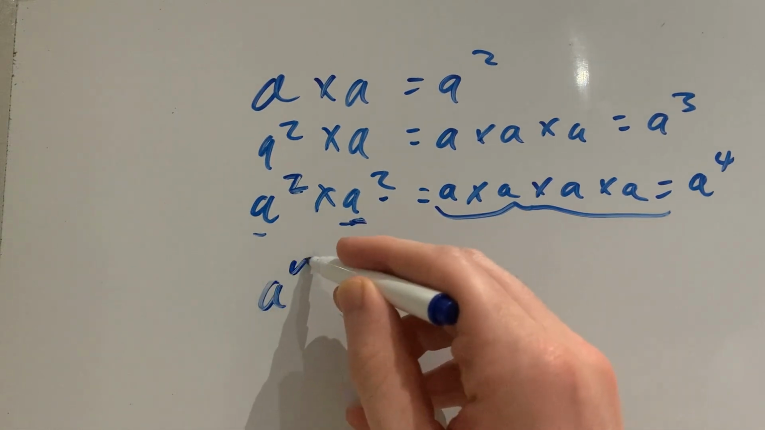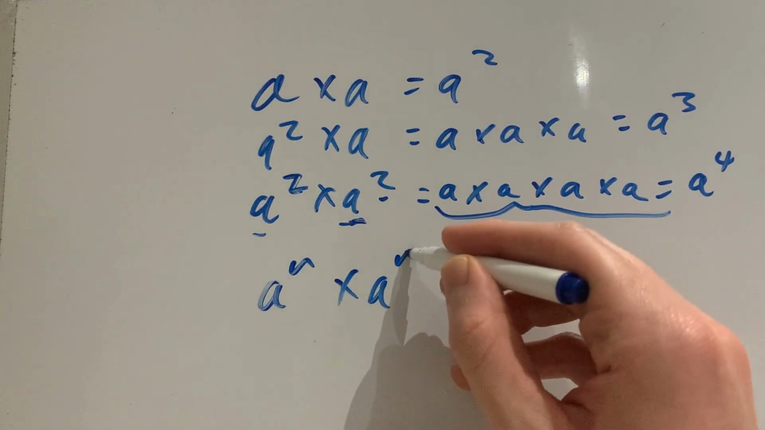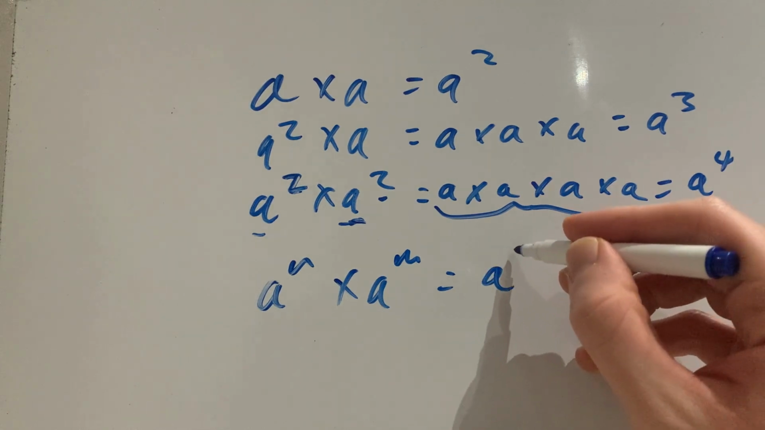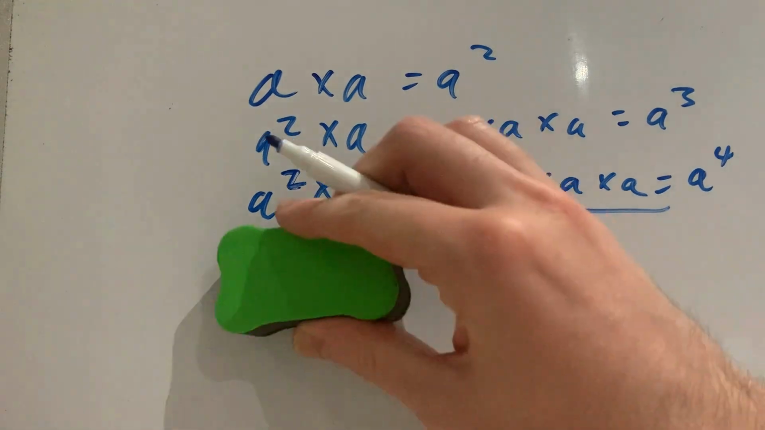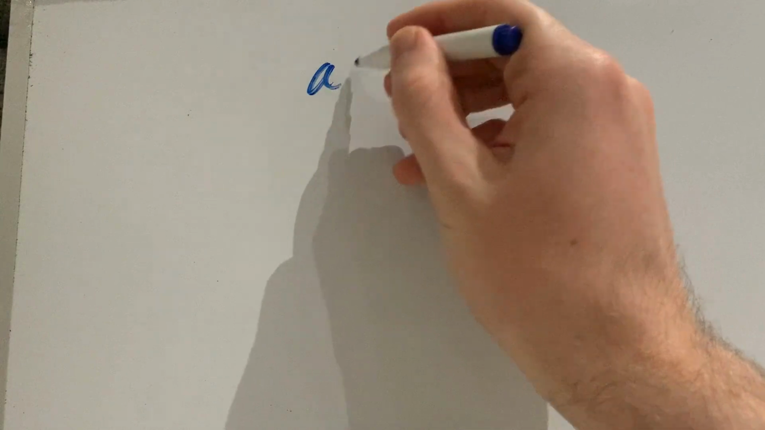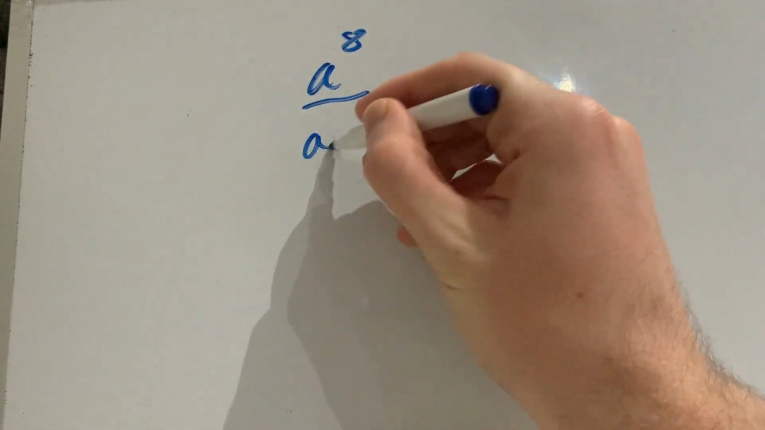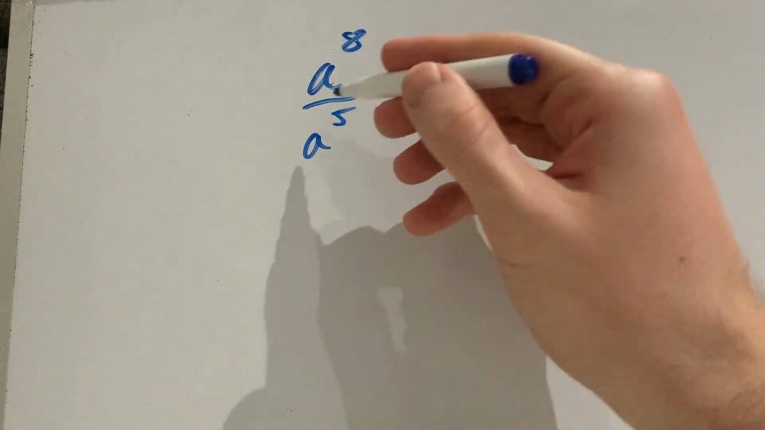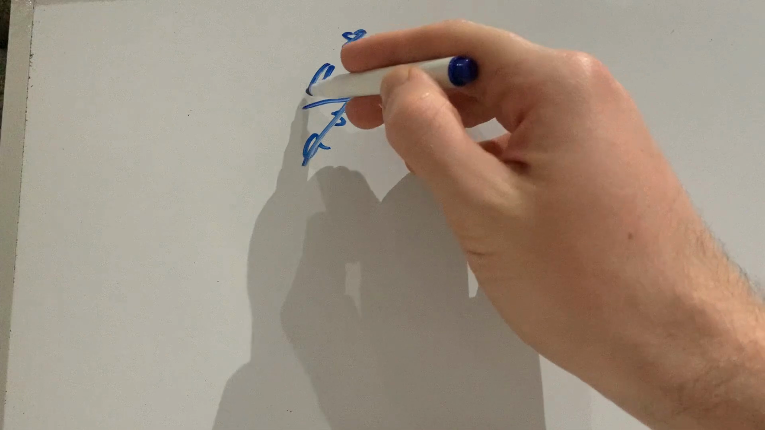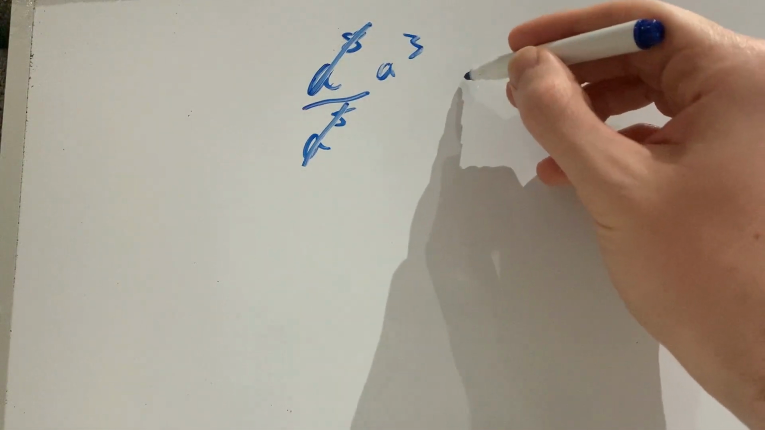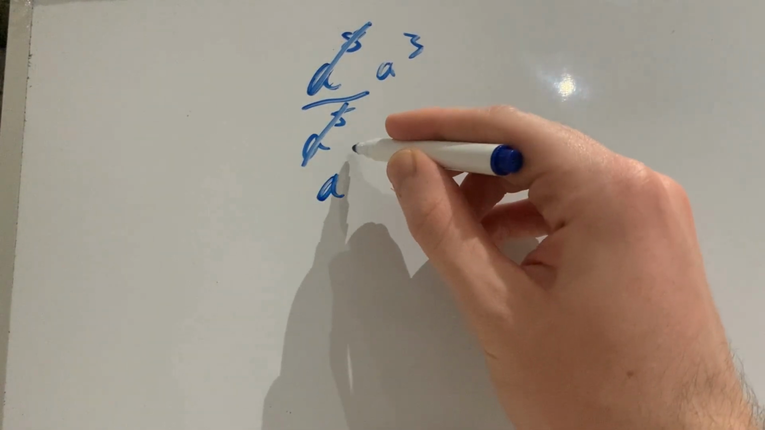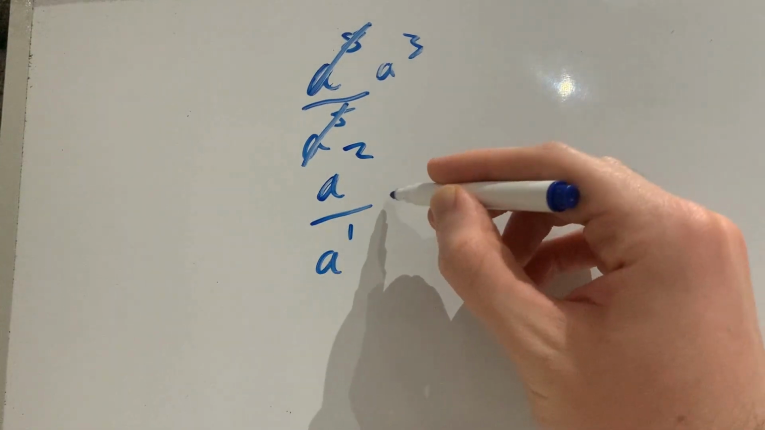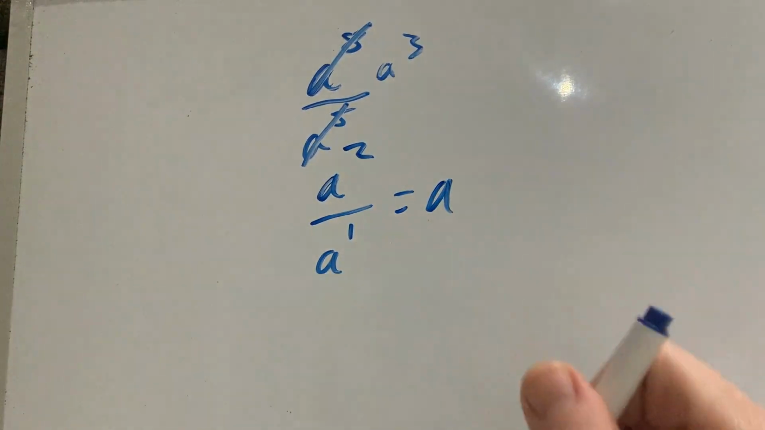So you can say that a to the n times a to the m equals a to the n plus m. Okay, and it's the same thing if we wanted to do division. Let's say I asked you to do a to the power of 8 divided by a to the power of 5. Well, you know from cancelling that we're going to get a cubed. So a to the 8 divided by a to the 5 is a cubed, and it's the same thing. Whatever we wanted to do, a squared over a to the 1, those will cancel, and we'll just get a.